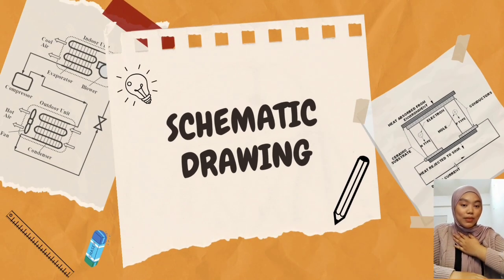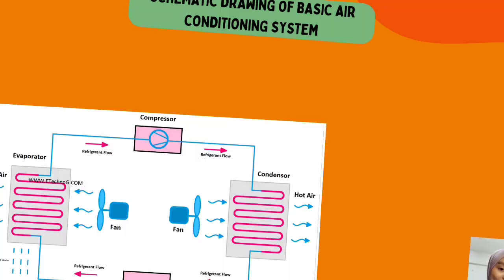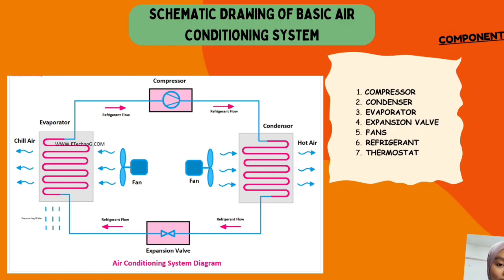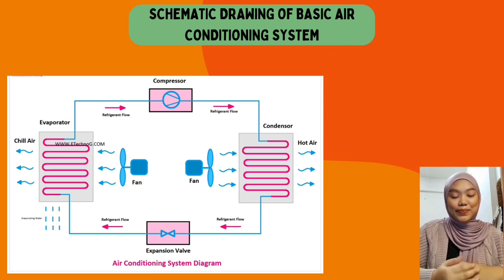Hi, my name is Nurhazima binti Mahdi, and for my part, I will explain about the schematic drawing of a basic air conditioning system and the schematic drawing of a thermoelectric air conditioning system. So here is the schematic drawing of the basic air conditioning system. Its components are compressor, condenser, evaporator, expansion valve, refrigerant, fans, and thermostat.